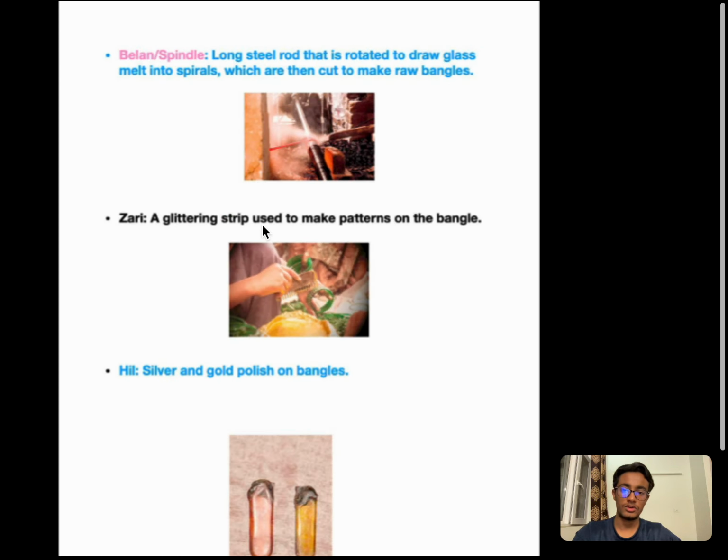Then balun, also called spindle, a long steel rod that is rotated to draw glass melt into spirals, which are then cut to make raw bangles. Jari, a glittering strip used to make patterns on the bangle. Then heel, silver or gold polish on bangles to make them more attractive.